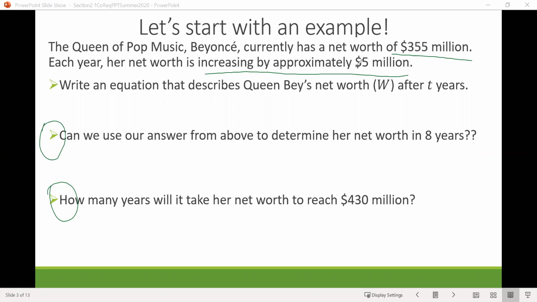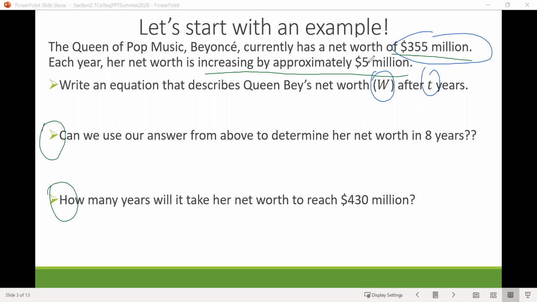And maybe you could use the fact that we know she's starting with 355, adding 5 per year. You could answer each of those questions. But I want to do this using a linear equation, okay? So first thing we're going to do in the first question is write an equation that describes her net worth, which we're calling W, after T years. And we're assuming the starting year is when she has $355 million.